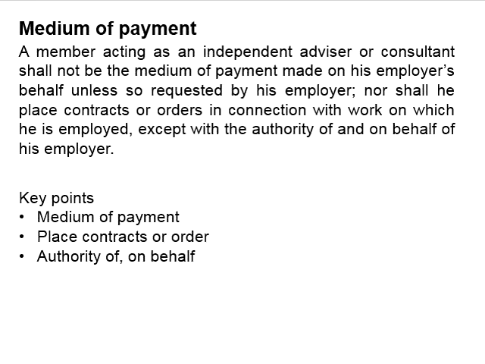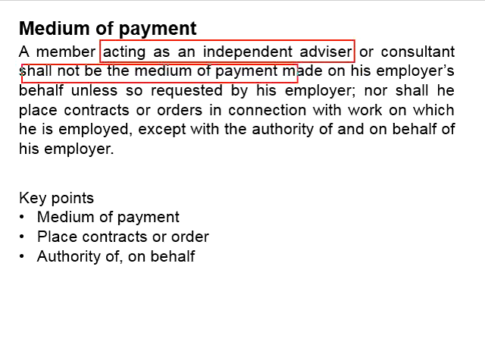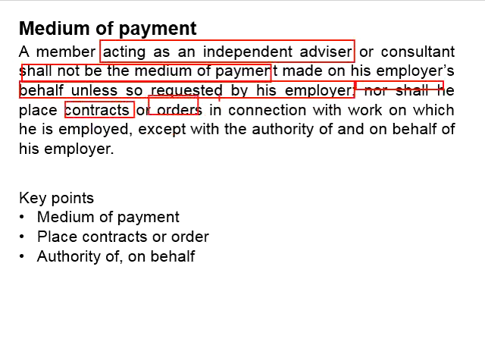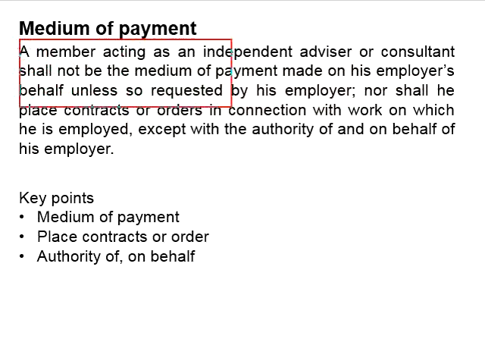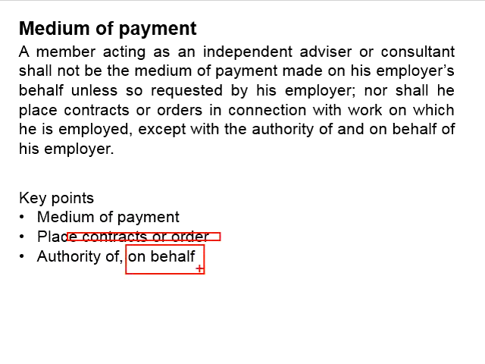Next is the medium of payment. A member acting as an independent advisor or consultant should not be the medium of payment made on his employer's behalf unless so required by his employer, nor shall he place contracts or orders in connection with the work on which he is employed, except with the authority of and on behalf of his employer. Again, the statement is very complicated, but from the key point here, we know that an engineer should not be the medium of payment, or place contracts or orders, unless authorized by the employer, doing the task on behalf of the employer.